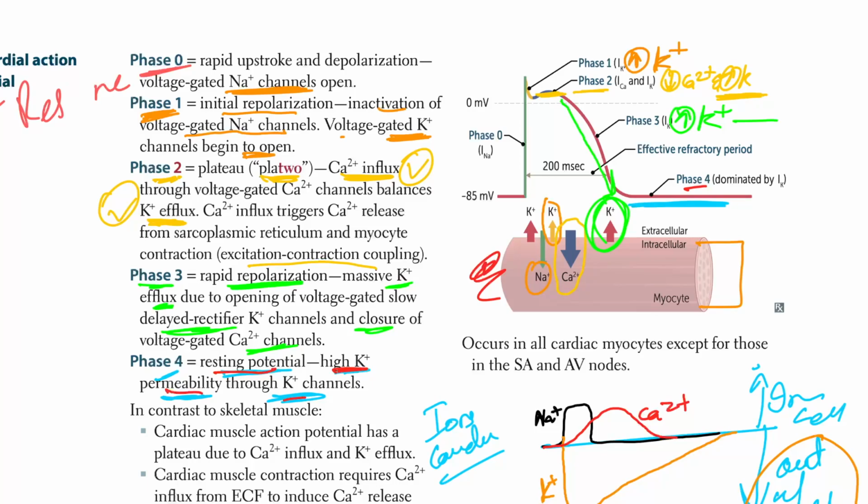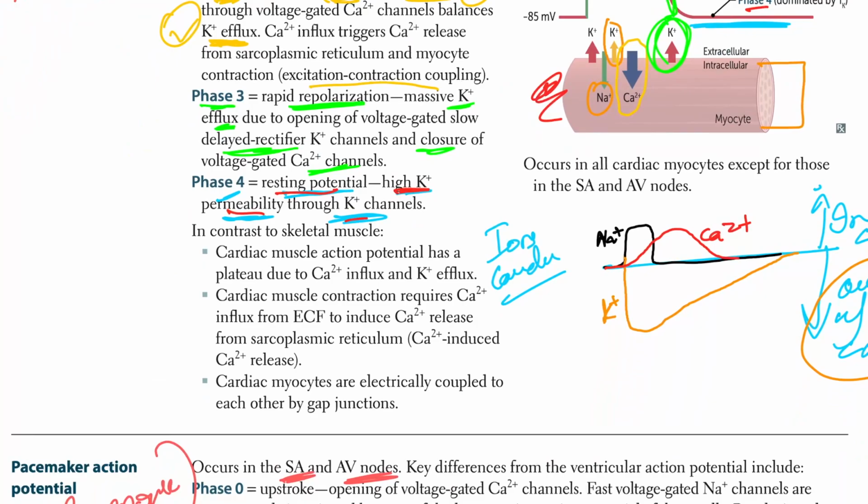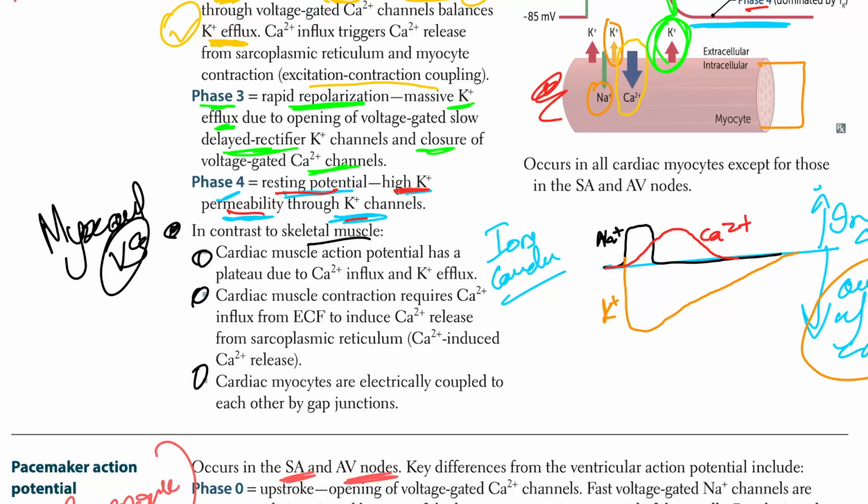Okay, what else might we have? Let's read this first, and then we will review it once we're done. In contrast to skeletal muscle, what's the difference between your myocardium and your skeletal muscles? You have a couple of points here. The first point is that the cardiac muscle action potential has a plateau due to calcium influx and potassium efflux. The plateau, phase 2, with those two ions is only going to be seen in your cardiac muscles, nowhere else.